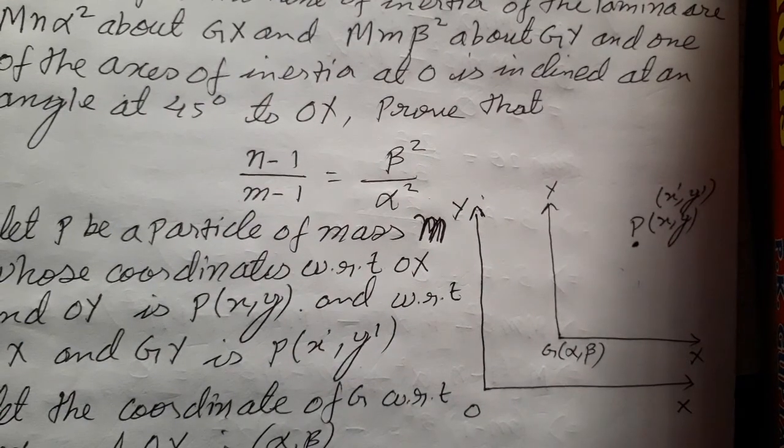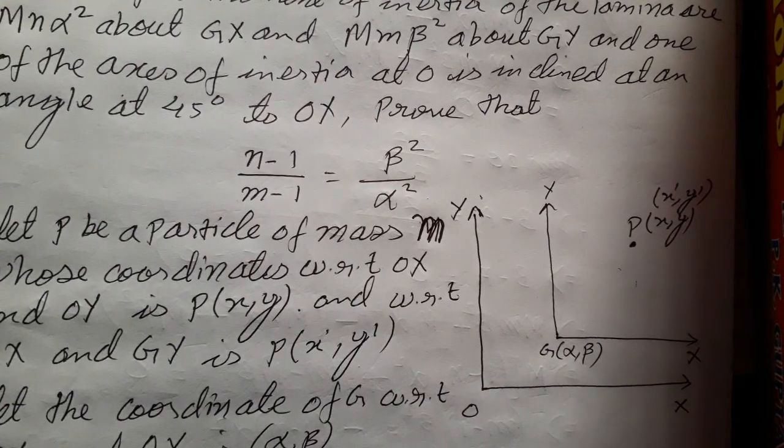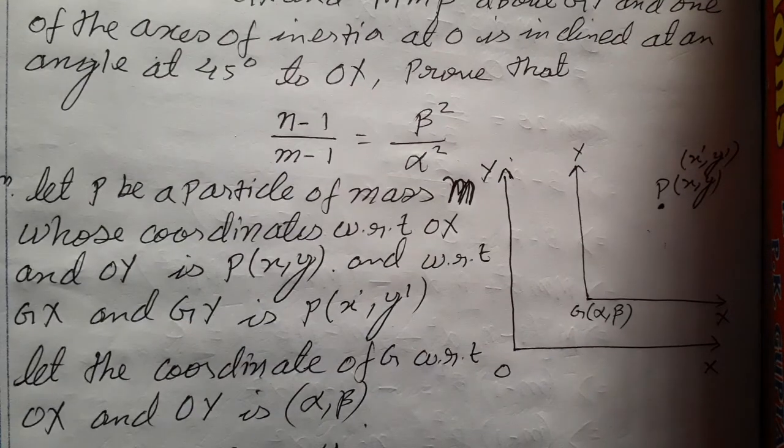So here I'm taking an arbitrary particle P of mass small m, whose coordinates with respect to Ox and Oy are (x, y), and with respect to Gx and Gy are (x dash, y dash). The coordinates of G with respect to Ox and Oy are taken to be (alpha, beta). Now we'll try to find the product of inertia, summation m x y. Since we are translating, x will be x dash plus alpha and y will be y dash plus beta.